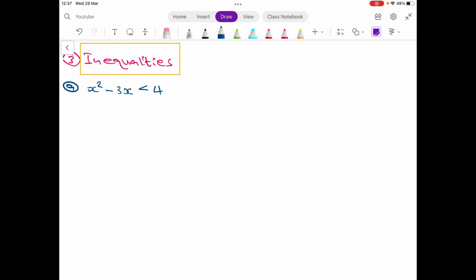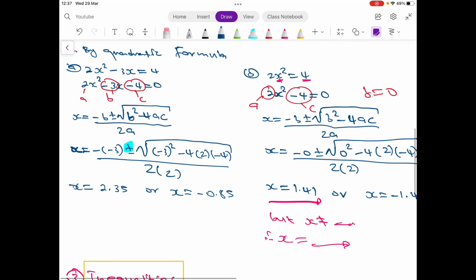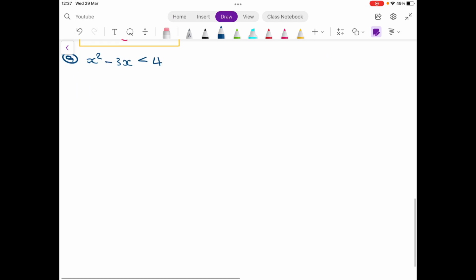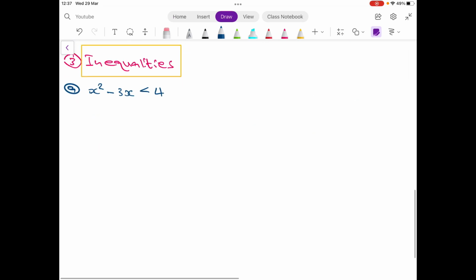Just like when we were solving the problems where we had the equal sign, the first thing we do is to move this constant. There appear the problems that we did. The first thing we do is to move this 4 to the left. So we're going to have x squared minus 3x minus 4 is less than 0.